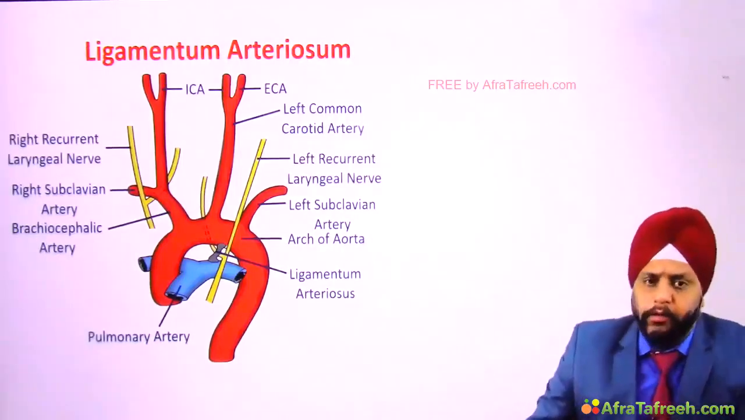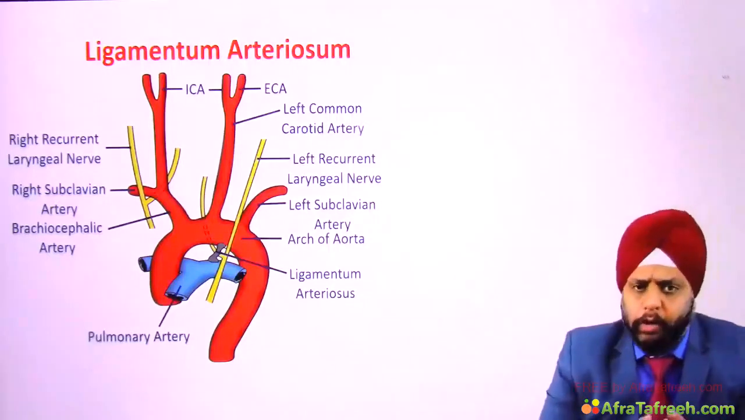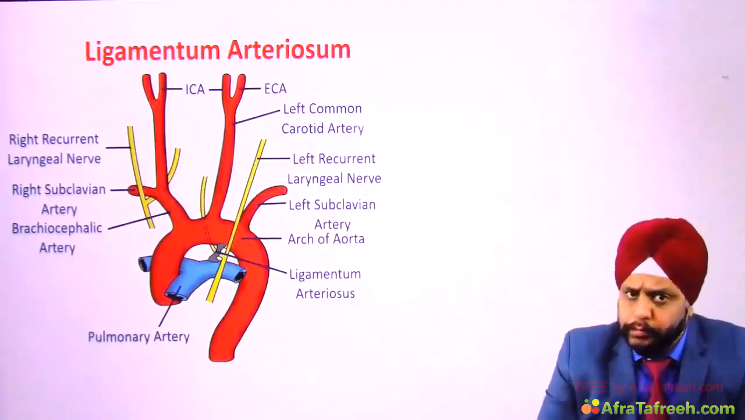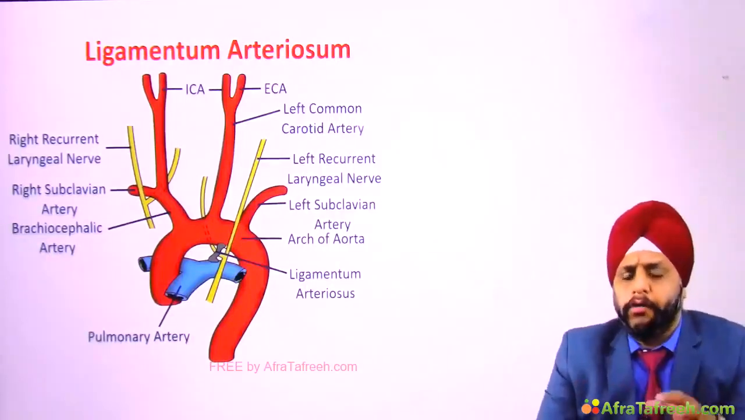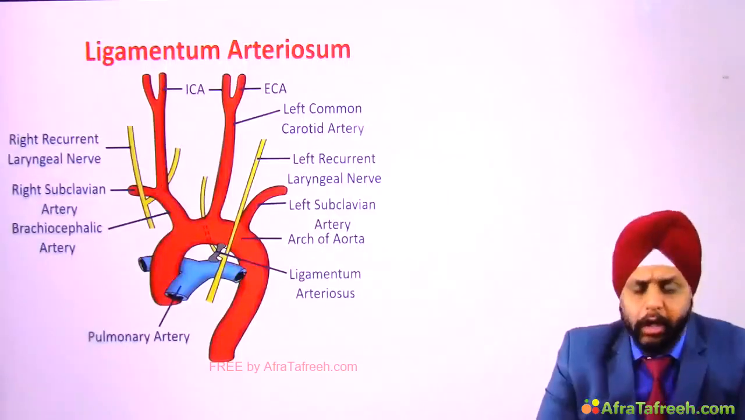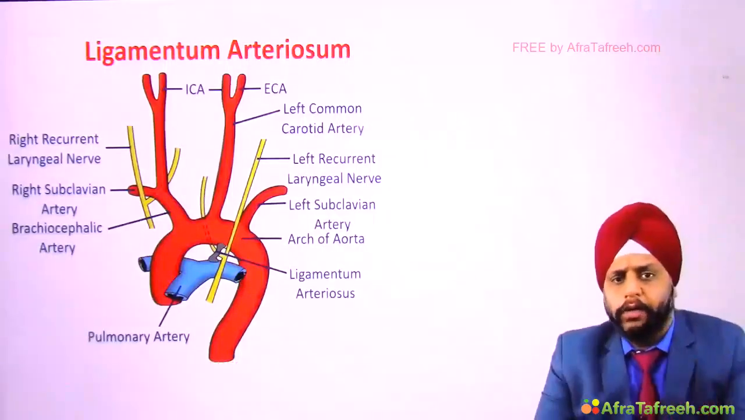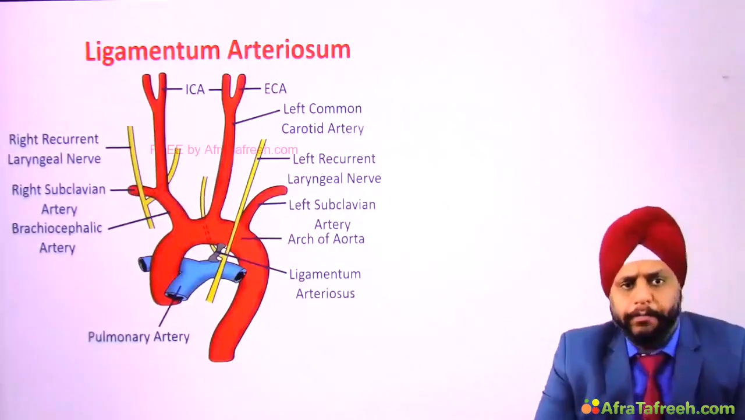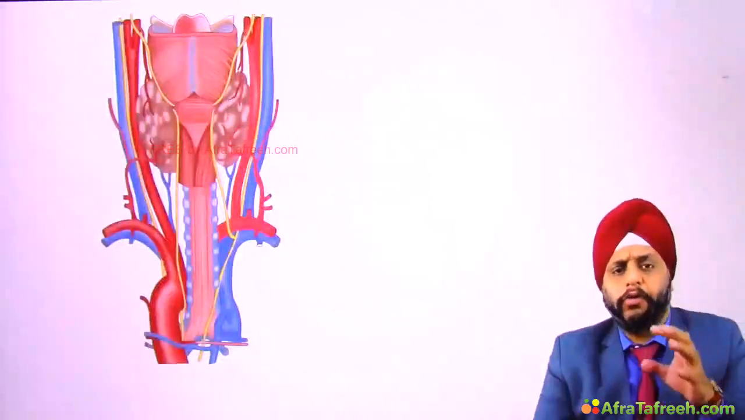Okay, so it has a shorter course. Now because of this, if there is any cardiothoracic surgery, the left recurrent laryngeal nerve has more chances of injury. Okay, in case of any cardiothoracic surgery, the left recurrent has more chances of injury.